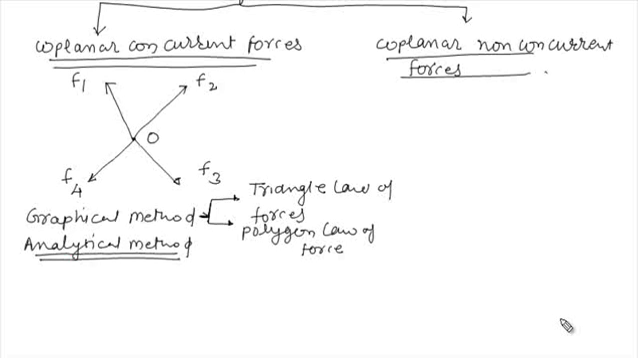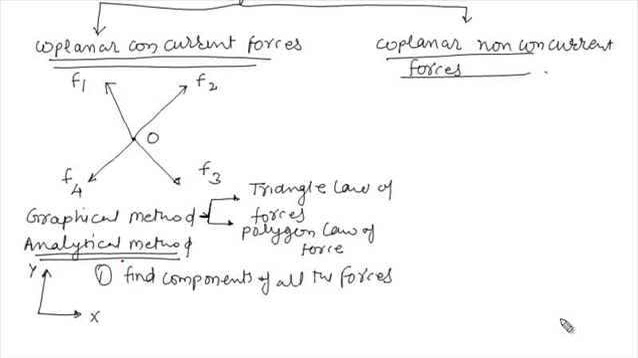Now let's talk about how we can solve the coplanar concurrent force system for finding the resultant force. So, analytical method. What do we have to do? In the analytical method, we are interested in coplanar forces. So our coordinate axis is like that. This is x and y. So the first step for solving problems by the analytical method: find the components of all the forces about the x-axis and y-axis.